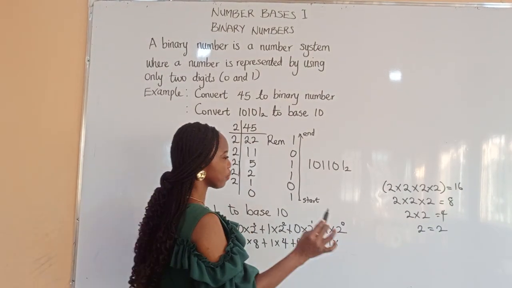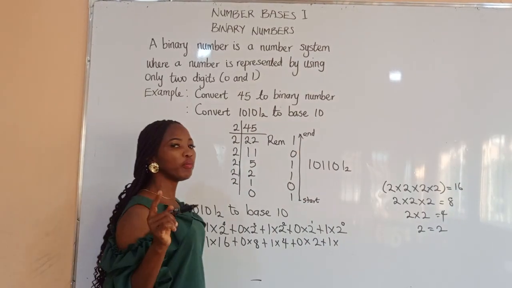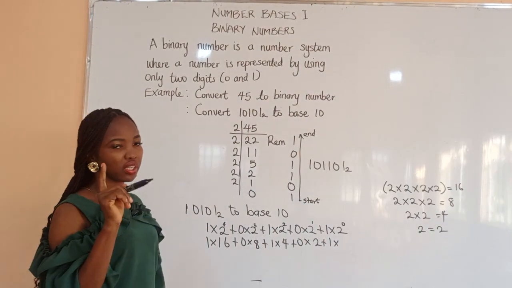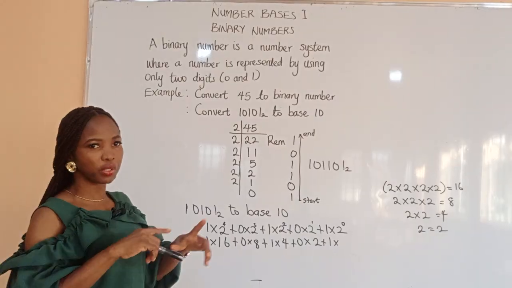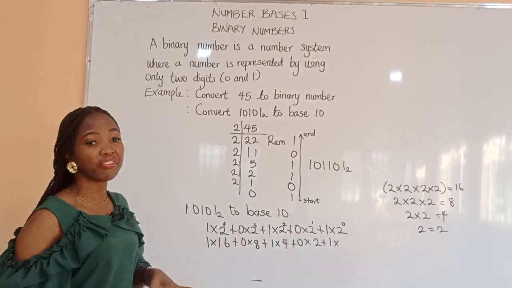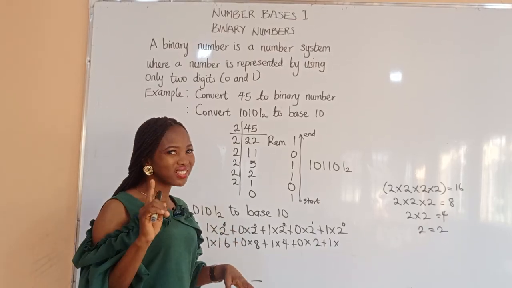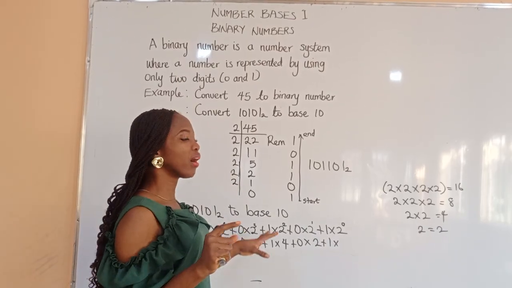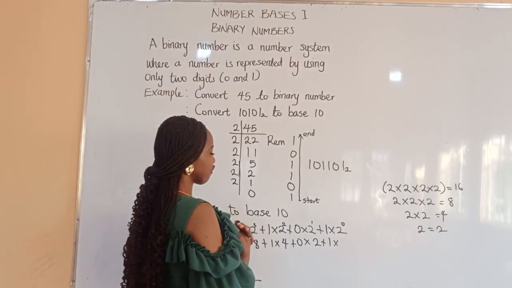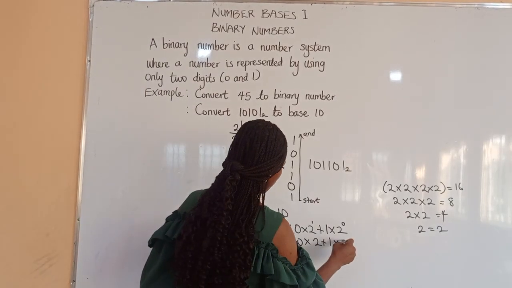Now we have 2 raised to the power of 0. Any number raised to the power of 0 is 1. Take note. Any number raised to the power of 0. Even if it's algebra, once it's raised to the power of 0 it is 1. But it is not degree. We're talking about raised to the power of 0. Therefore, 2 raised to the power of 0 is 1.